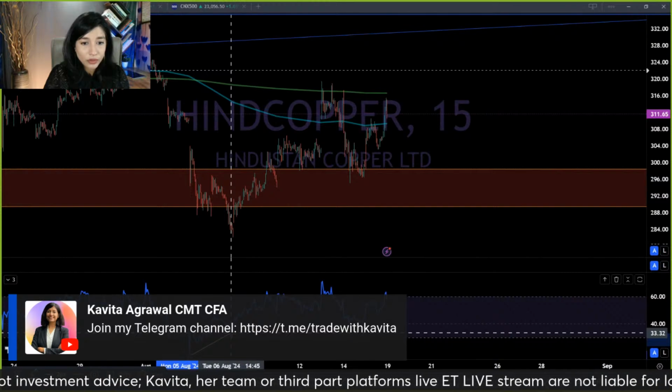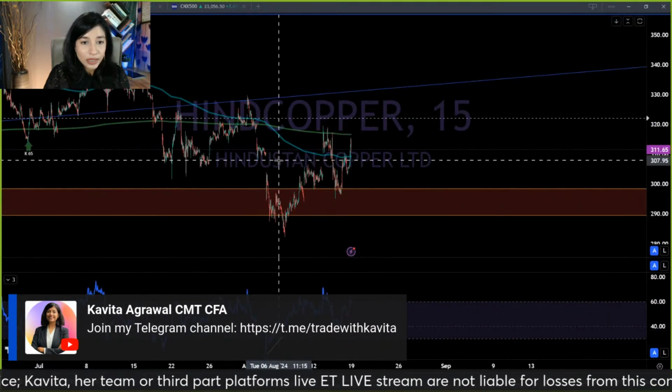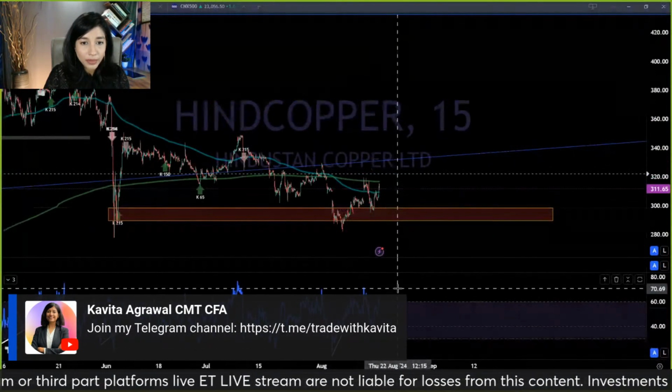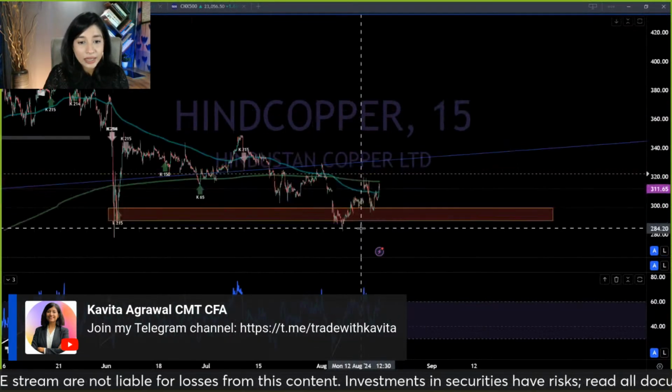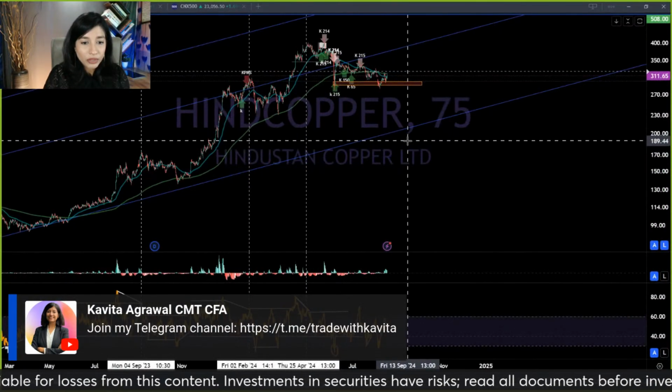Coming to the 15-minute, the 15-minute showed a clear-cut positive divergence, and since then it started to also go up a little bit. So Hind Copper is starting to give early signs of potential turnaround.